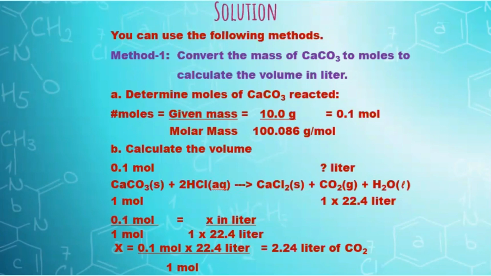First, number of moles equals given mass divided by molar mass. The number of moles of calcium carbonate equals the given mass of calcium carbonate, which is 10 grams, divided by the molar mass of calcium carbonate. The atomic mass of calcium is 40, carbon is 12, and oxygen is 16. Therefore, the molar mass of calcium carbonate is the sum of the masses of calcium, carbon, and oxygen in calcium carbonate, which is 100, which equals 0.1 mole.